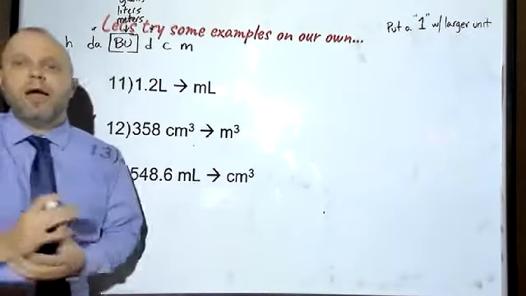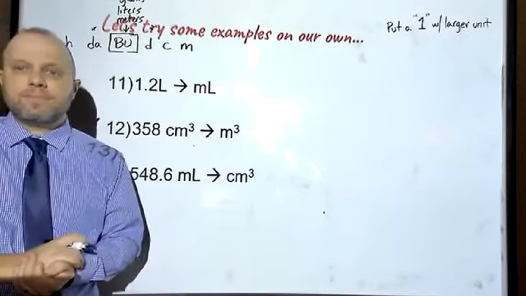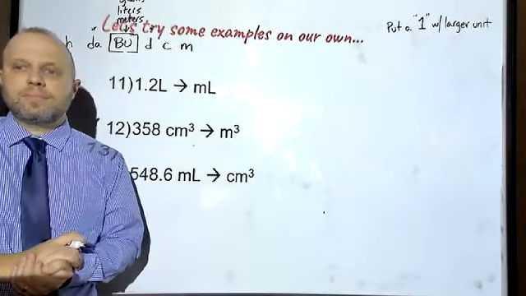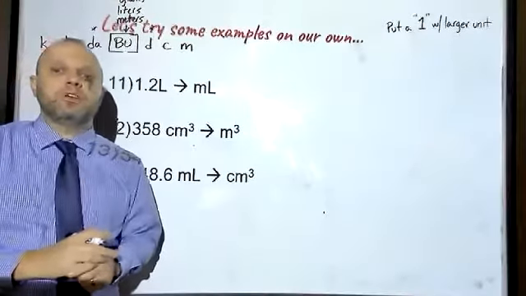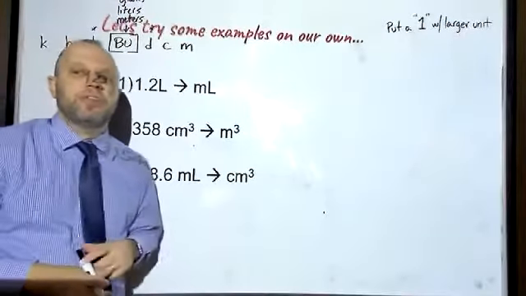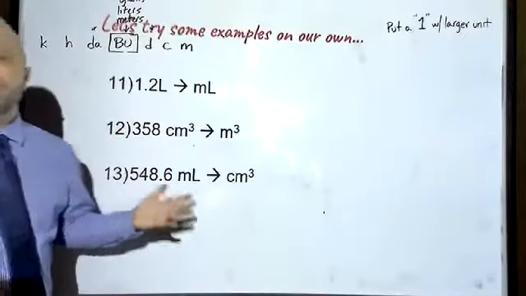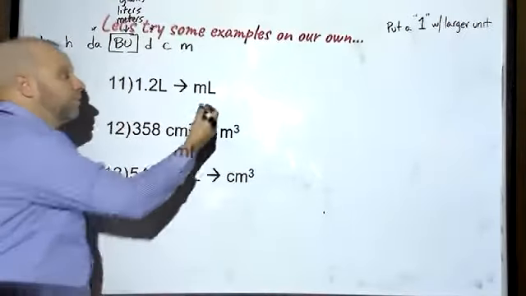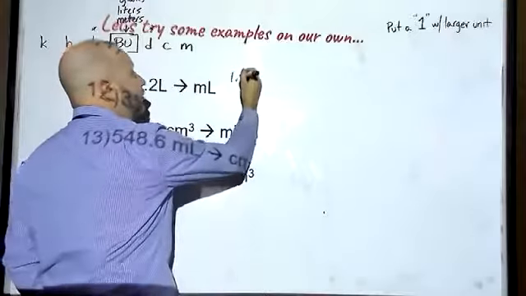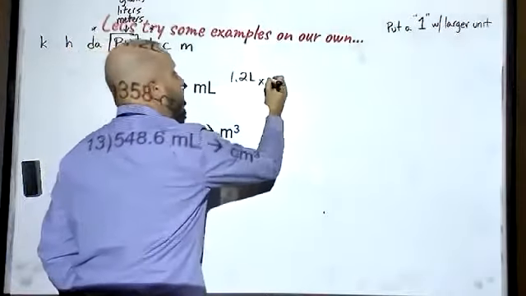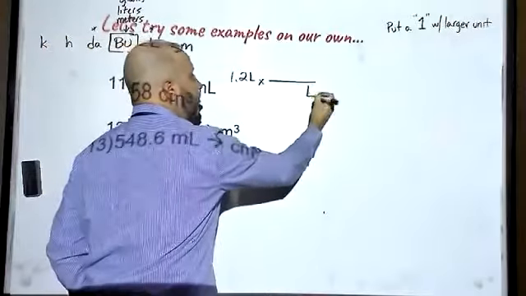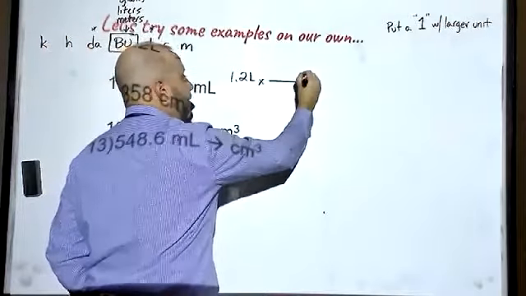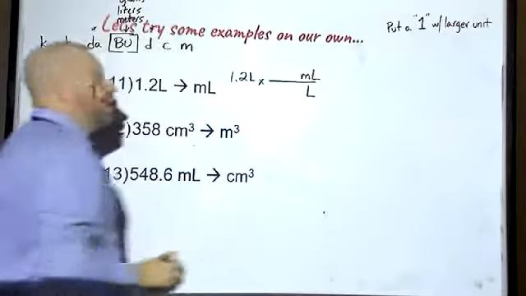Okay, we are back. Okay, we're back to take a look at numbers 11, 12, and 13. So number 11 is another straightforward problem. So we have 1.2 liters. We're going from liters to milliliters. So liters goes on the bottom, so it cancels out. Milliliters goes on top.